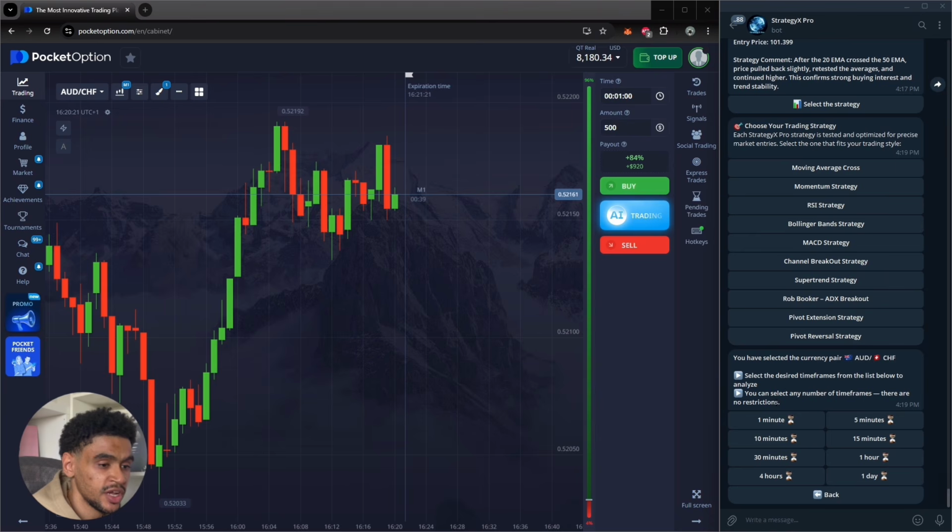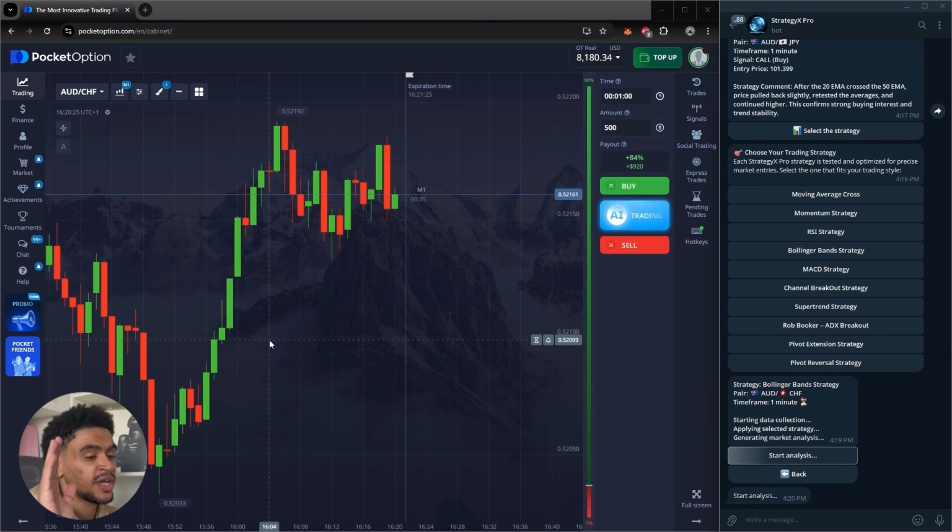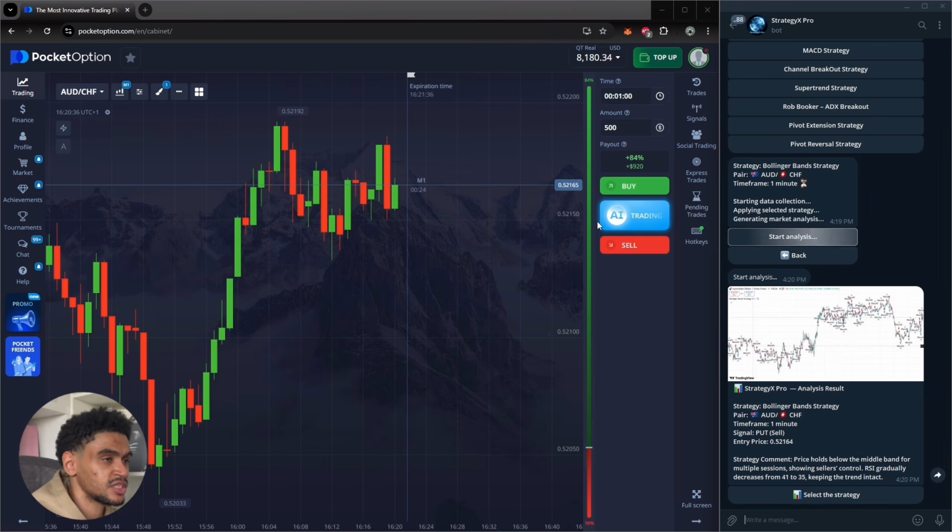And let's go ahead. Australian dollar, Swiss franc, same process. 1 minute, press start analysis. Now we wait. You can see how simple the process is. Anybody can do this, regardless of if you have $10, $30, $50. This is possible and this is doable.